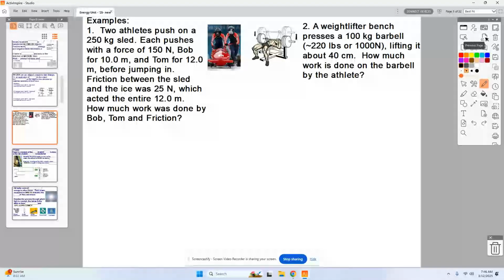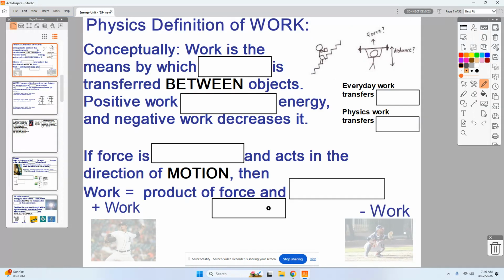If you're watching today's lesson, today is 3/12, and we're going to do some problems involving work. So we're using this equation.